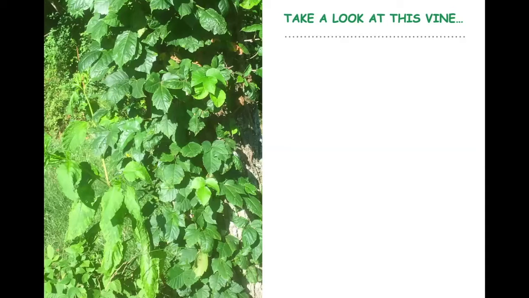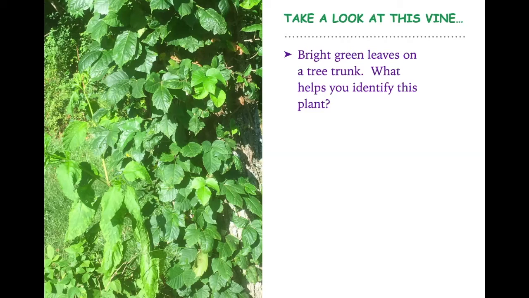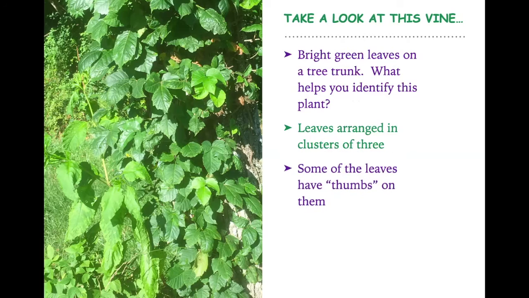Well, let's say that you're walking through the woods and you come across a tree that looks like this. Leaves are growing all over that tree from the bottom of the trunk on up. Let's see if we can figure out what's going on here. Okay, so there are bright green leaves on the trunk. Let's see if we can identify this plant. We are looking for leaves arranged in clusters of 3. We're also looking to see if some of the leaves have what we would describe as thumbs on them. And we also want to look and see, like in the lower left of the photograph, can you tell that the vine is also growing along the ground? Oh, yeah.